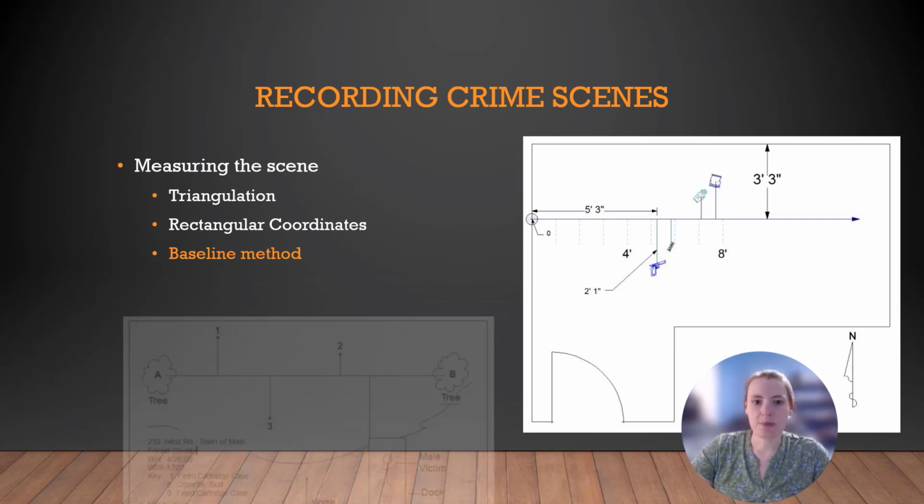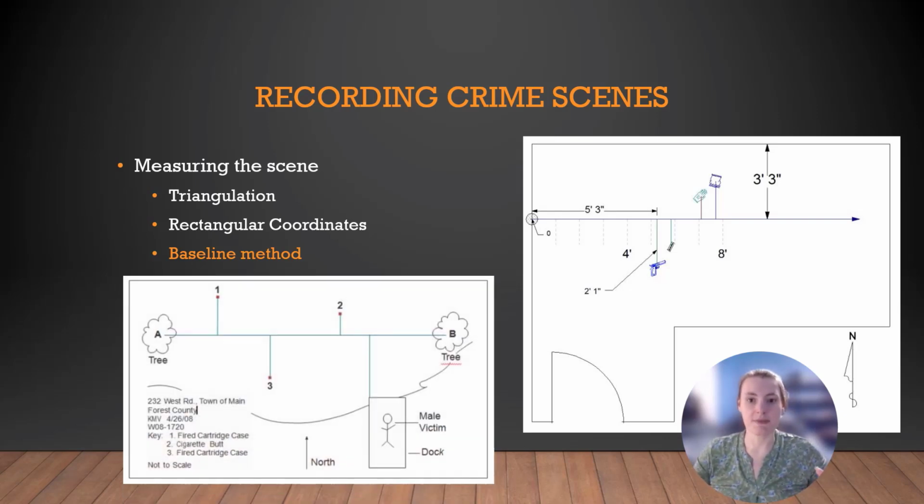Now you can also put a baseline down between two fixed objects, like I said, and that allows you to create a line that does not line up directly with a compass grid. In this scene, for example, two trees are used as the fixed points. As you can see, the baseline method can be really useful for large, more spread out scenes.